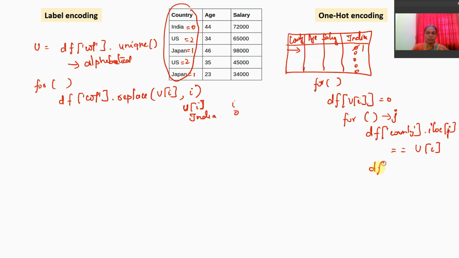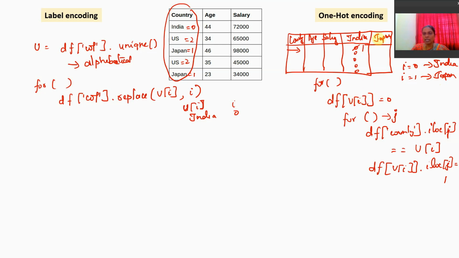If it is India, you just replace the u of i value with 1. Automatically, by default, it will add the next column, that is Japan. Now i becomes 1, previously i was 0. So i being 0 means it is India, and now i being 1 means it is Japan.